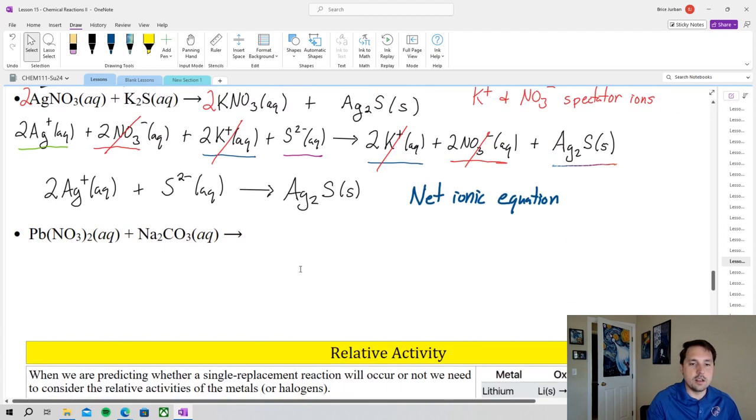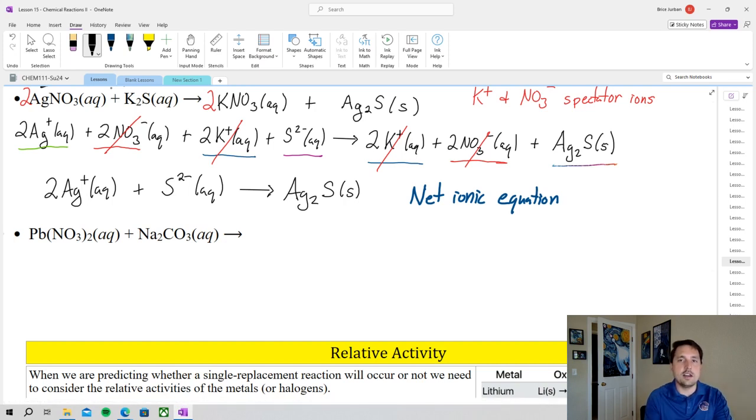All right. Now for this next one, definitely you should practice this on your own first. So pause the video and see if you can write the molecular equation and then immediately write the net ionic equation. So just skip the complete ionic equation. See if you can write both of those.